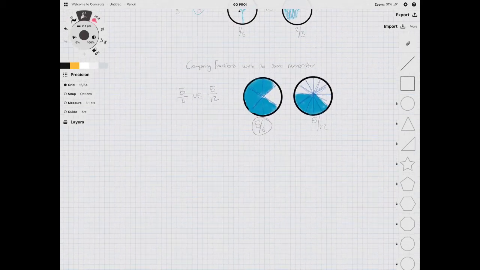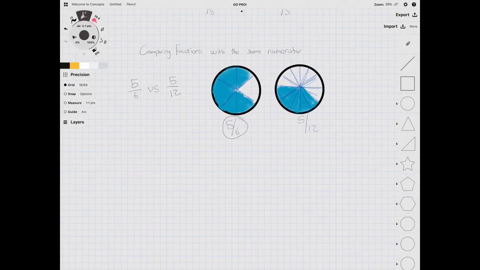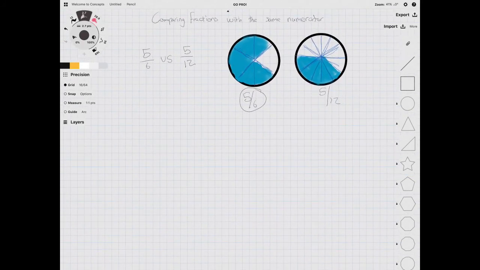Okay, now if we get stuck in a situation where we don't have fractions with the same numerator or denominator, we get something that we like to call unlike fractions. And so I need you to be able to compare unlike fractions also. So let's start off with a new subtitle: comparing unlike fractions.